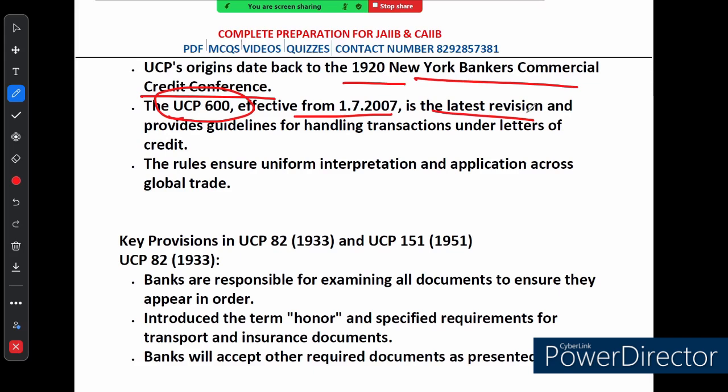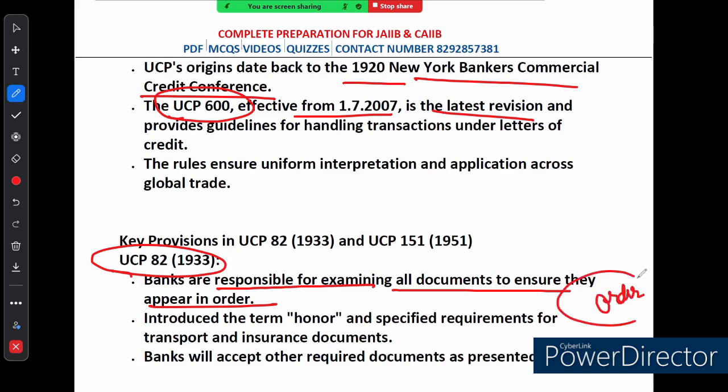Now let's talk a bit more about some of the earlier versions of UCP and what they brought to the table. One of the first versions, called UCP 82, was introduced in 1933. Here are a few of its key points. First, banks were made responsible for examining all the documents related to a transaction. The bank has to ensure that these documents appear in order.